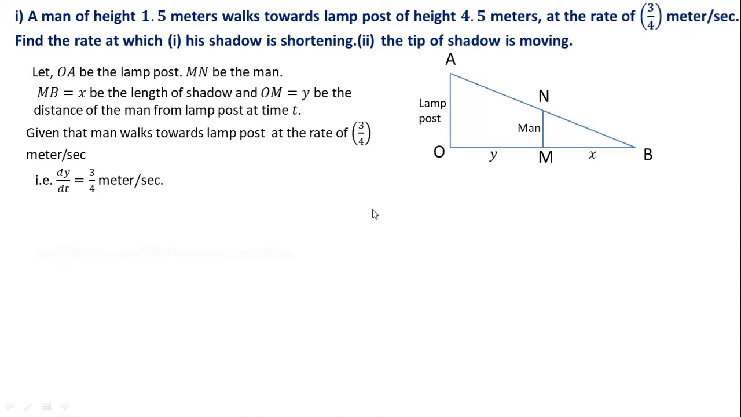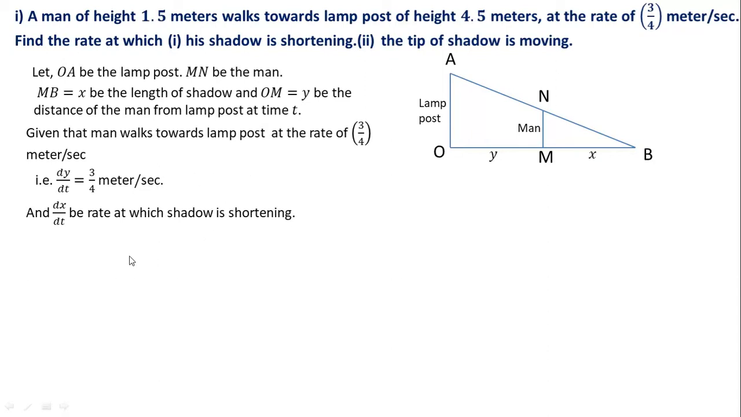Now what we have to find out? See, here dx by dt. What is x? x is nothing but the shadow of the man. So that's why dx by dt is the rate at which shadow is shortening. Means if you want to solve this first question, that we have to find the rate at which shadow is shortening, that means we have to find out dx by dt. It is the rate at which shadow is shortening. So from this figure you will get the clear idea about the question.